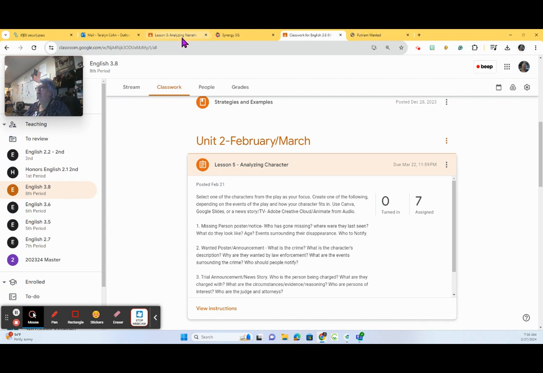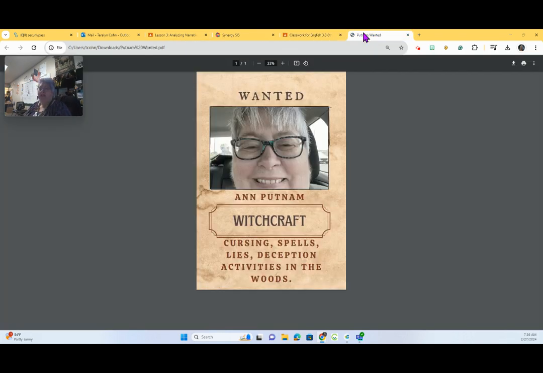So I just whipped one up. This is probably a C level assignment. So you can see the name is Ann Putnam. There's a picture for the description, wanted on charges of witchcraft, for events of cursing, casting spells, lies, deception, and nefarious activities in the woods. So the reason it would be a C is because there's no physical description and there's no information on who to notify. So that's why it would be a C.